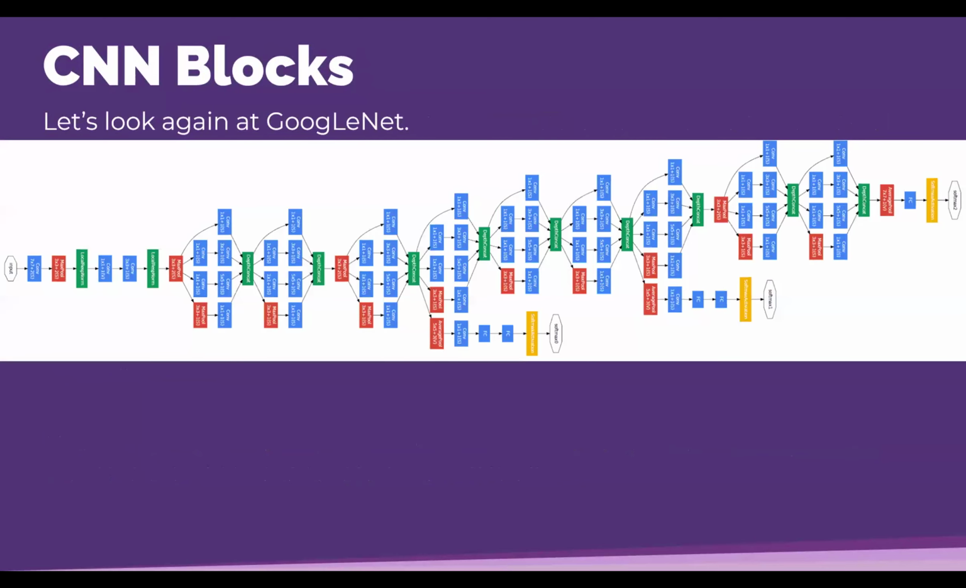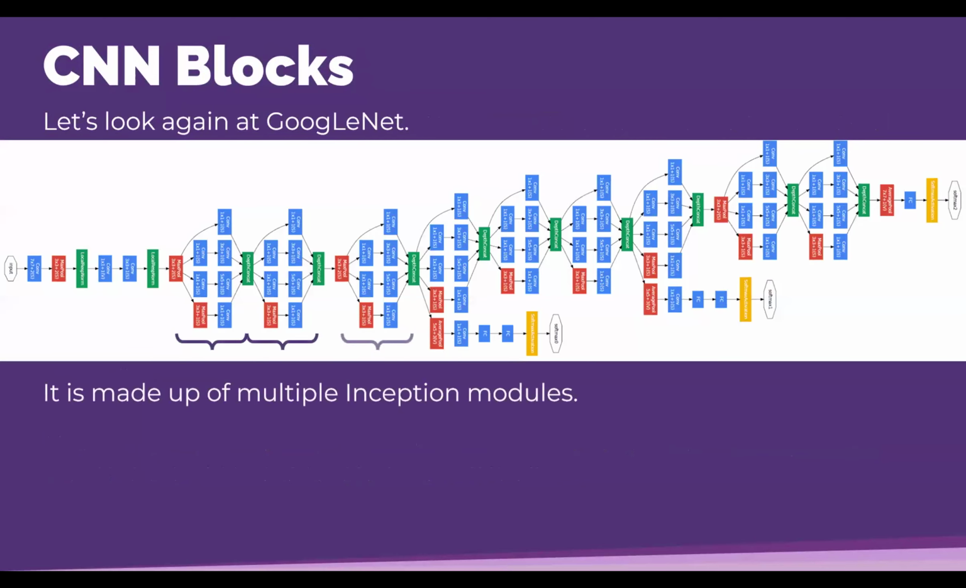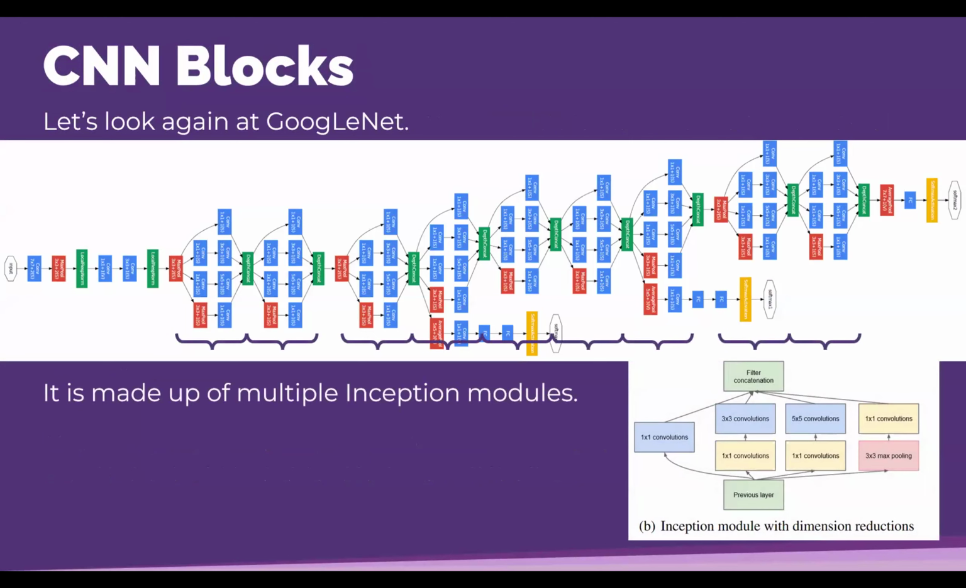So before we can talk about what a micro search space is, which is a very key technique used to reduce the training time of a neural architecture search, we need to talk about what CNN blocks are, because this is where the idea comes from. So if we look again at GoogLeNet, you can see that it's made up of multiple inception blocks, which I have highlighted here using those brackets. And if you look in the bottom right, you can see that that is basically the inception block, which makes up the majority of their network.